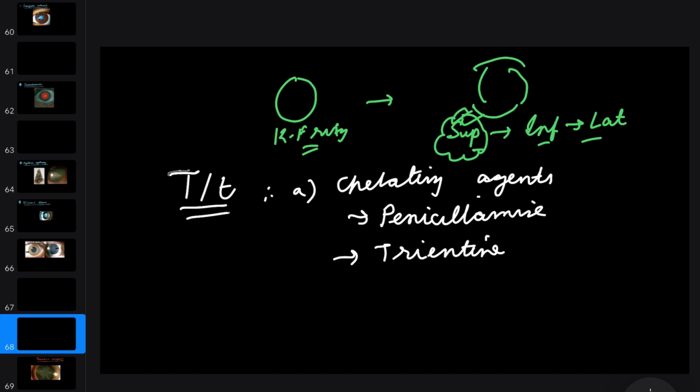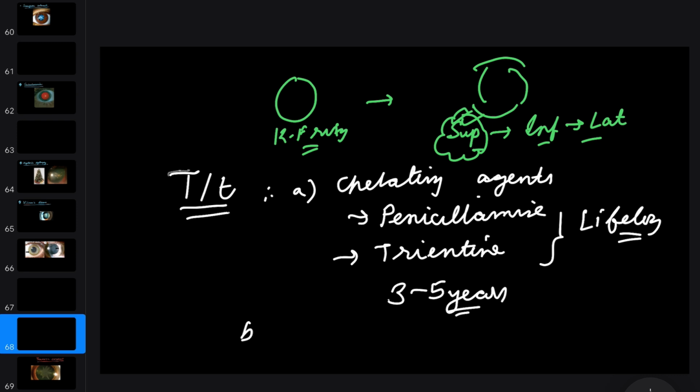For how long has the treatment to be continued? How long is the treatment going to be continued for? The treatment is going to be lifelong. Lifelong treatment with these chelating agents needs to be done. Why lifelong? Because if you stop, the Kaiser-Fleischer ring will reappear. But if you keep this treatment up, then you will see that the ring will disappear within 3 to 5 years. Within 3 to 5 years, the ring will disappear.